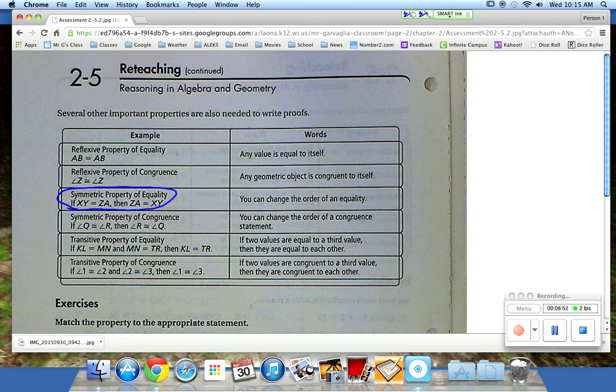Symmetric property of congruency. What's congruency again? What's congruency, Cade? Come on, Cade. They're the same. They're equal. Congruency means they're equal. We use it as a geometric term. So in this case, angle Q is congruent to angle R, which means they are equal, right? Then angle R is congruent to angle Q, right?